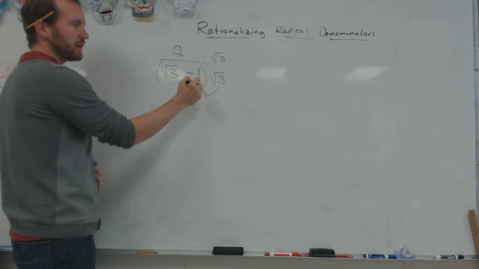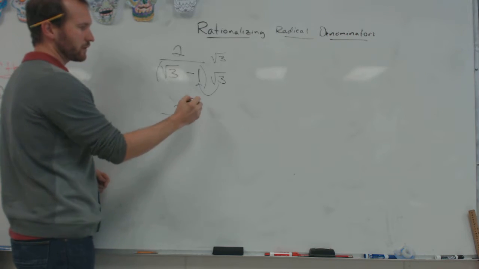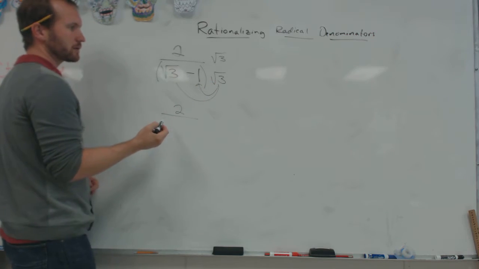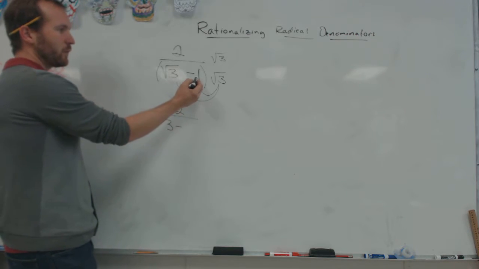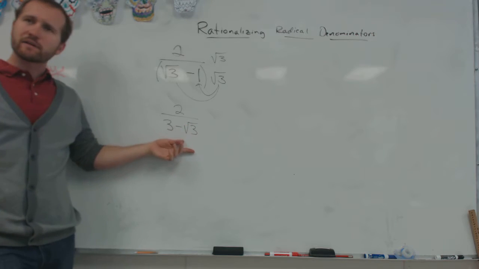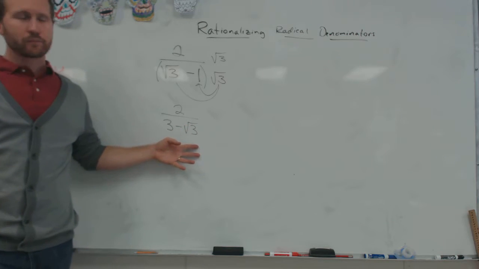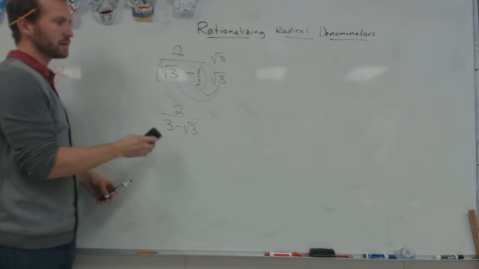So then I would still have a square root in my denominator. I would have 2 over, this would cancel, square root of 3 times the square root of 3 is just 3, but then I would have 1 times the square root of 3, which is the square root of 3. So I would still have this square root down there. If I have more than one term in my denominator, I have to do something a little bit different.